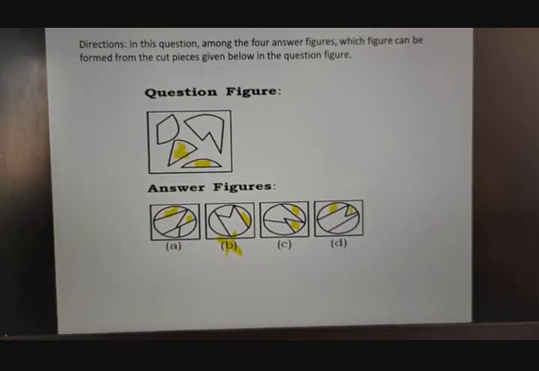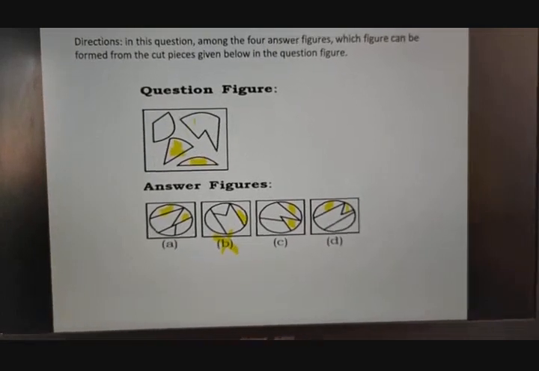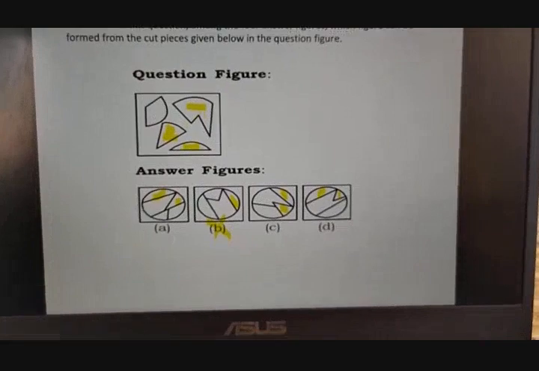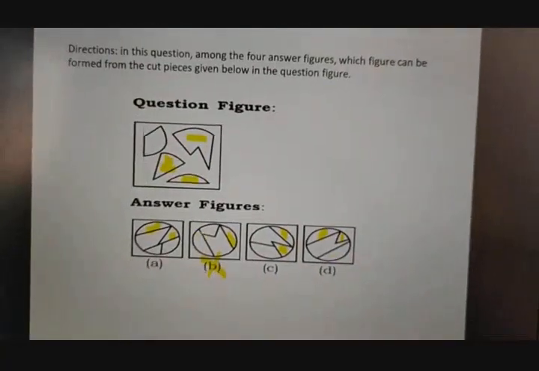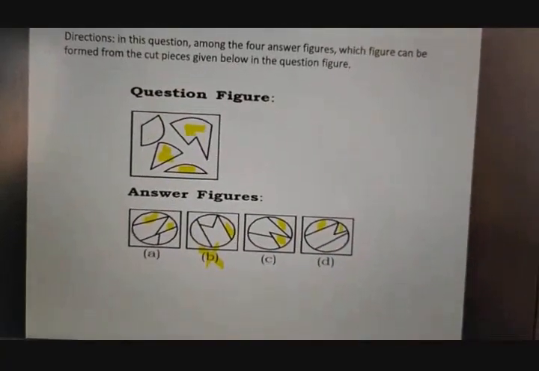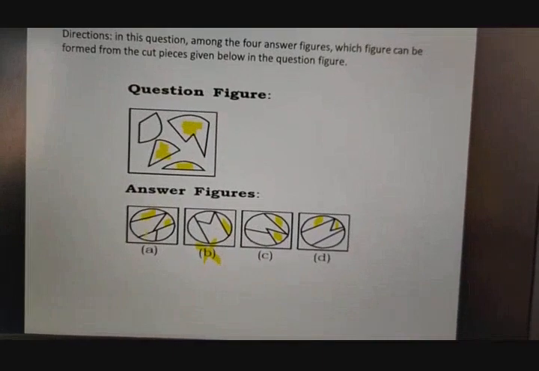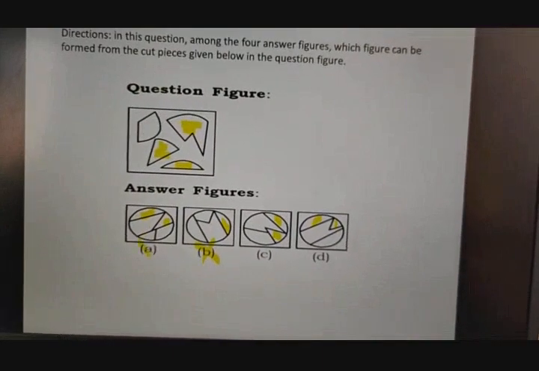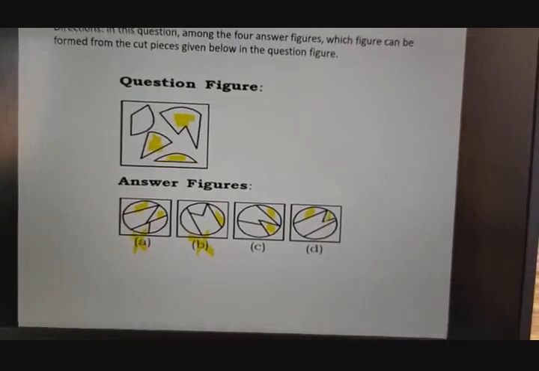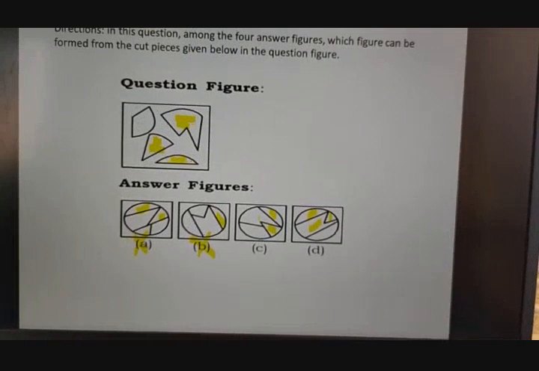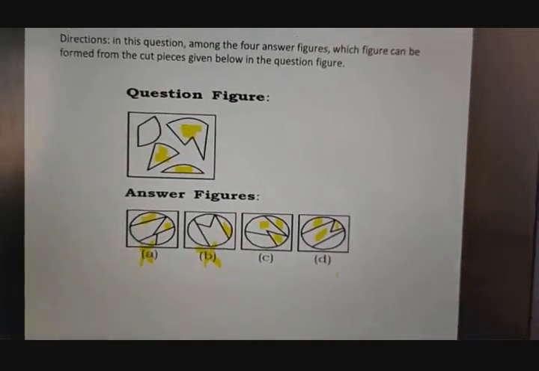Just see the next one. Just see this shape. Let's see about this figure. This figure does not contain this one, so A could not be our answer. Let's see about B and D. This one contains this figure, and this one also contains this figure. So out of C and D, one could be our answer.